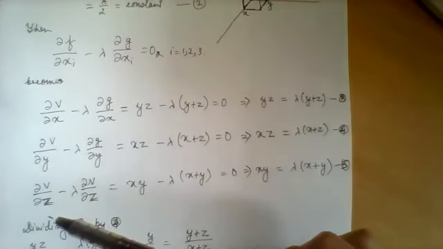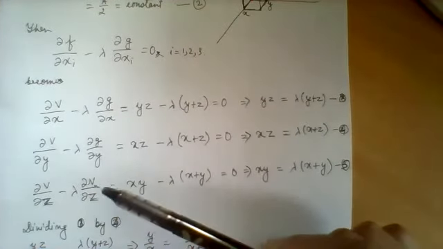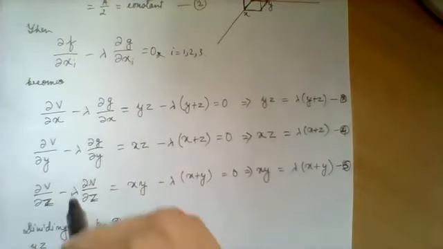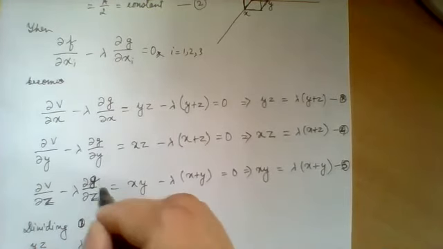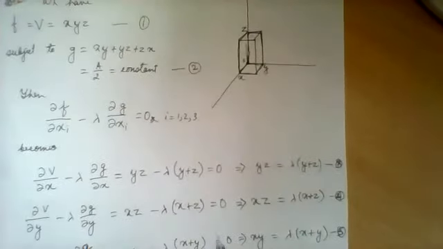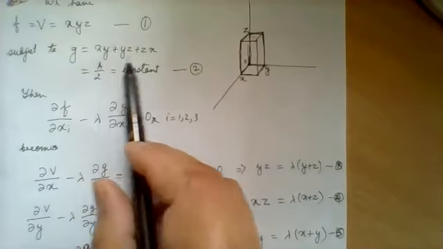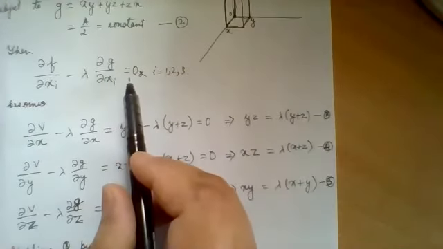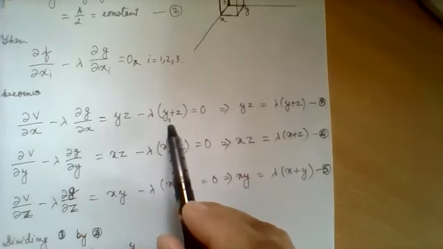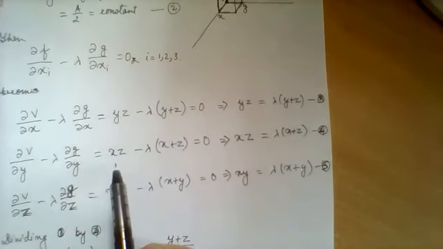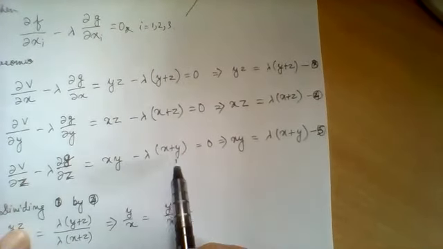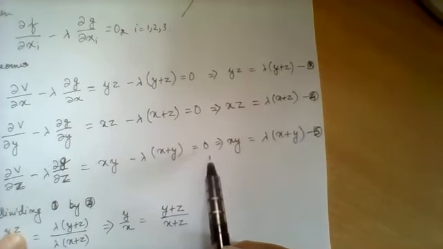Del v by del z is xy, and minus lambda times del g by del z. So this is not v, this is z. When you differentiate this with respect to z, you get x plus y. Equal to 0. So yz minus lambda times y plus z equal to 0. Xz minus lambda times x plus z equal to 0. Xy minus lambda times x plus y equal to 0.